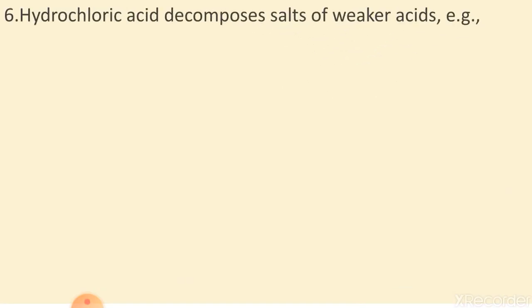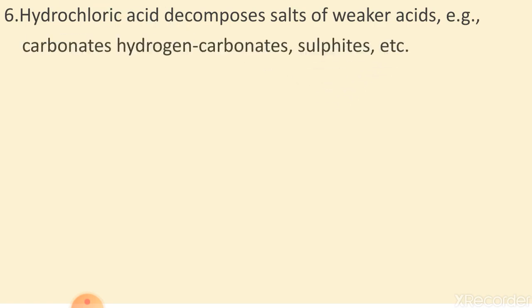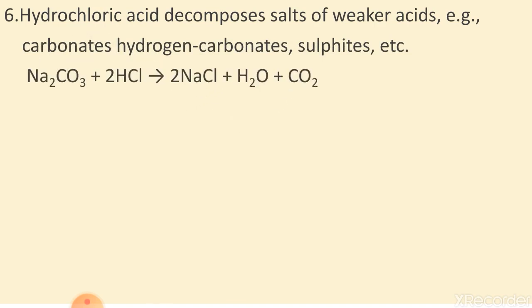Now next, chemical property of hydrochloric acid: HCl also decomposes salts of weaker acids, for example carbonates, hydrogen carbonates, sulfites, etc. So look at the reaction, sodium carbonate when reacting with 2HCl will produce 2NaCl plus water plus liberated CO2 gas. How can we know that the gas produced is CO2? The colorless calcium hydroxide becomes milky on passing the CO2 gas.